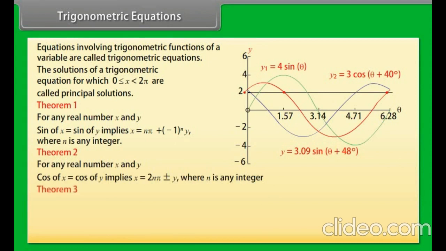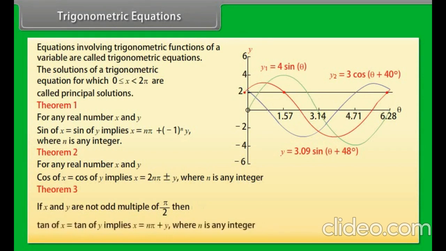Theorem 3. If x and y are not odd multiples of π/2, then tan x = tan y implies x = nπ + y, where n is any integer.